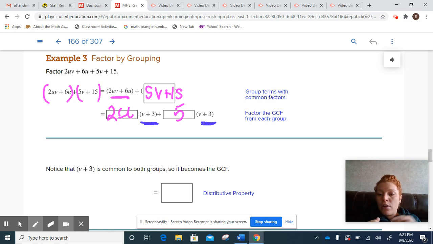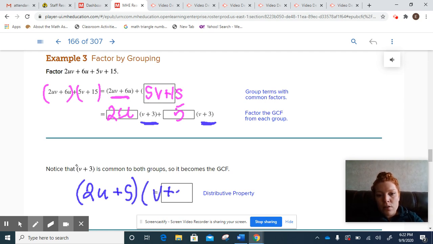And it doesn't matter if you put it in the front or put it in the back. It really doesn't matter. It shouldn't matter on the homework. But we're going to go ahead and write them. So 2U and a positive 5. And then a V plus 3. And those are our two pieces together. And that is factoring by grouping.